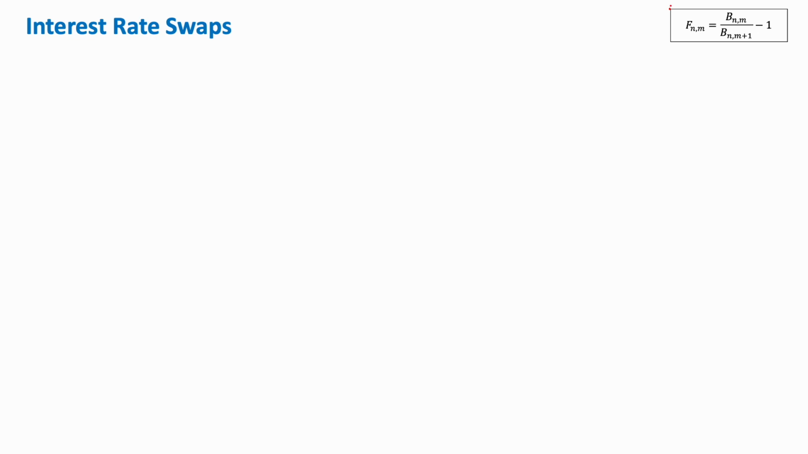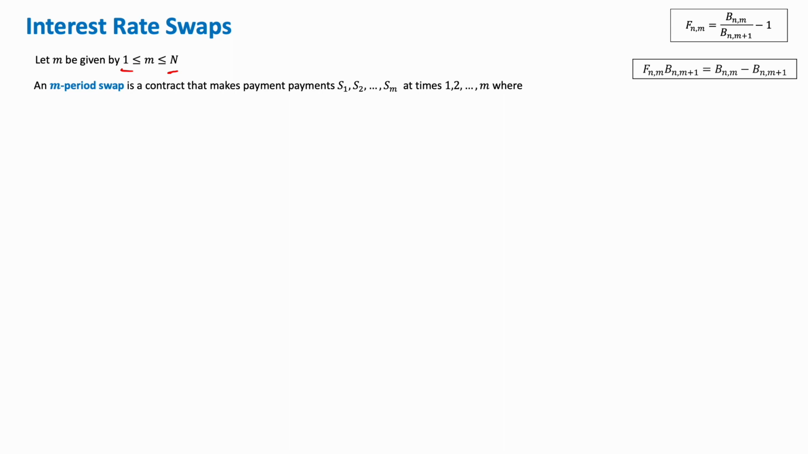So first things first, I'm noting what we found from our previous video on the forward interest rates. We were able to derive this equation, and this is exactly equivalent to the equation that we have here. So let M be a number between 1 and capital N. What we're calling an M-period swap is a contract that makes these payments S1, S2, up to Sm at times 1, 2 up to M, where the cash flow is defined by this relation, where K is the constant and R_{n-1}, of course, is stochastic. This is the interest rate prevailing at time n minus 1.